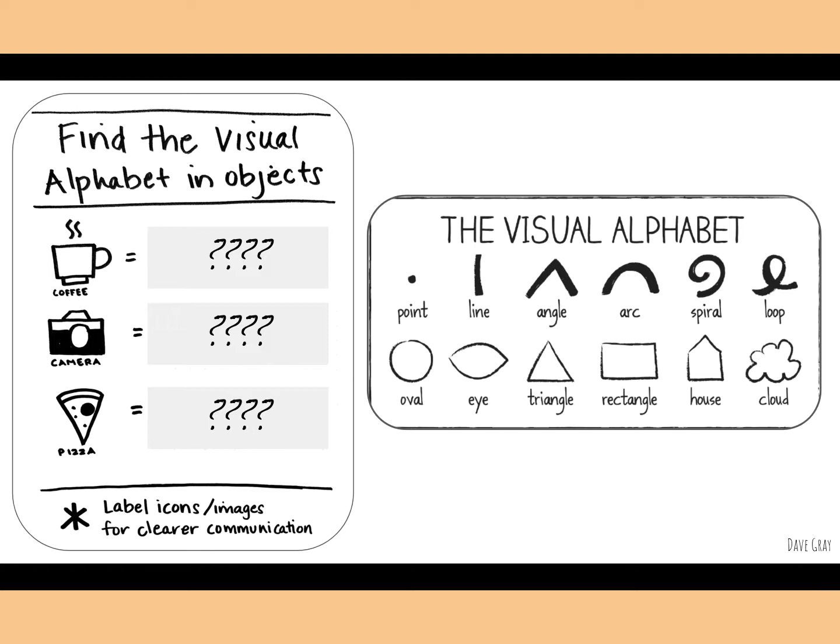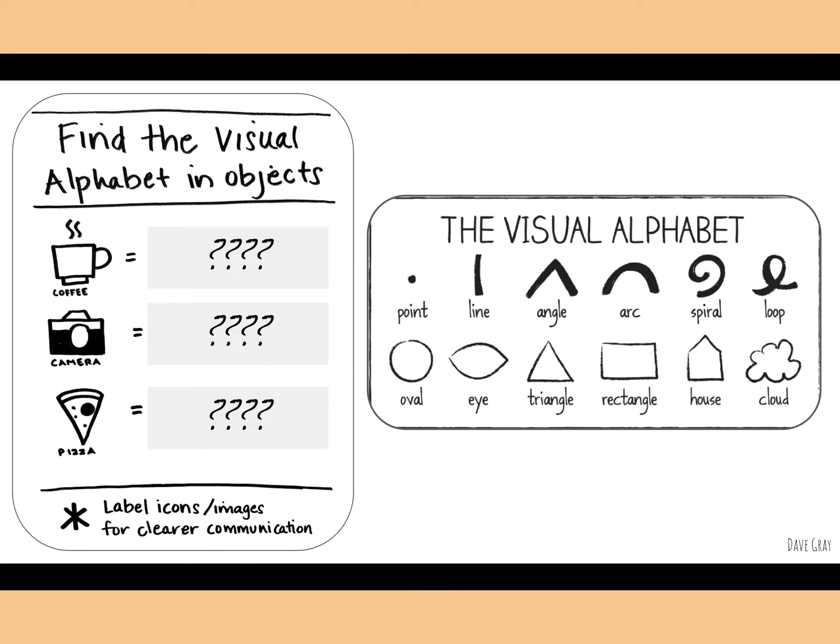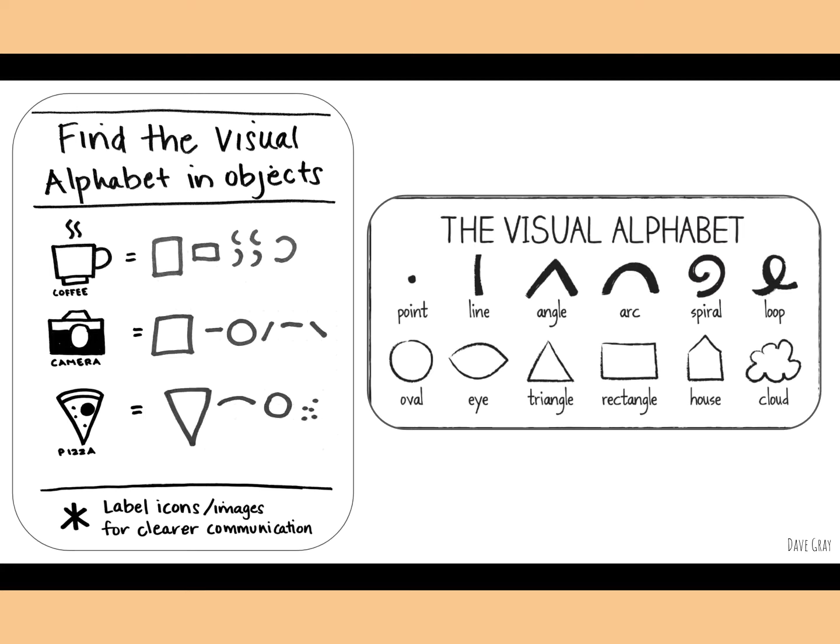Take a minute and pause the video. Okay, so what did you find? Did you see the coffee cup is simply made up of some rectangles and then some arcs? How about the camera? It's just a rectangle, some lines, and a circle. All they've done is shade it in the bottom. And finally, the pizza is a triangle, an arc, a circle, and dots. So these three items were drawn with between 2 and 4 characters from the visual alphabet.